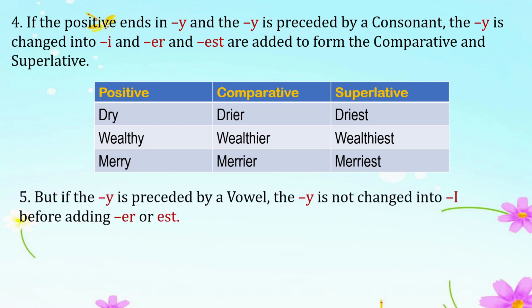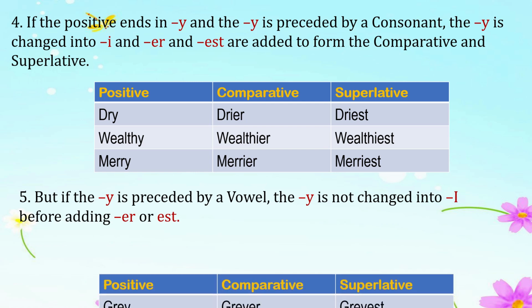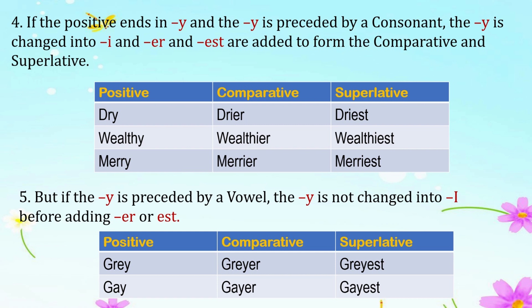Let's see the fifth rule. But if the y is preceded by a vowel, the y is not changed into i before adding er or est. Let's see the example. Gray, grayer, grayest. Gay, gayer, gayest.